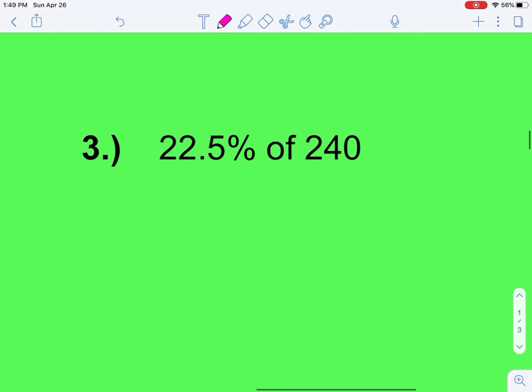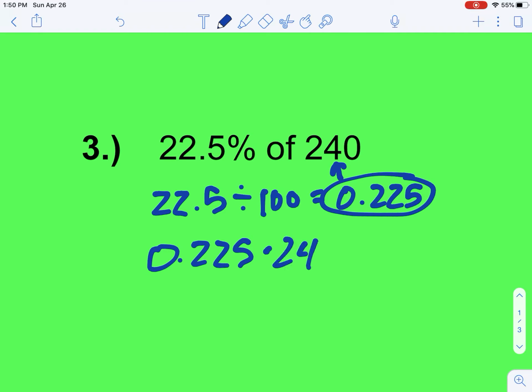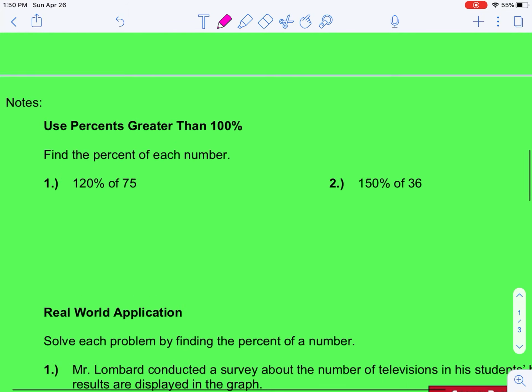This is number 3. We're going to do number 2. I start with 22.5% of 240. So the first thing I do is take 22.5%, divide by 100 to turn it into a decimal, which is 0.225. I'm going to then use this number and multiply it by my other number to get my answer. So 0.225 times 240. I've got to use my calculator here, so just a second. 54. So 22.5% of 240 is 54.